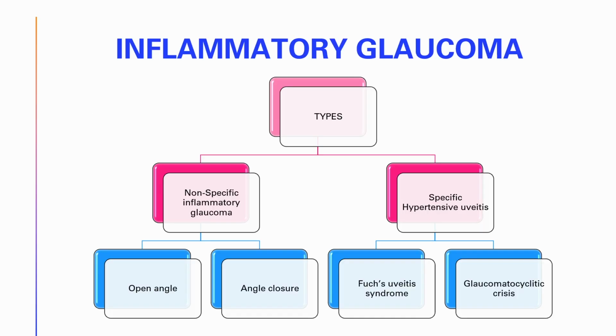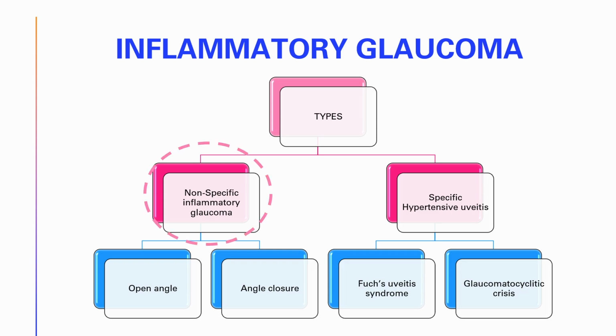Coming to inflammatory glaucoma, it can be divided into two subtypes that can be non-specific inflammatory glaucoma and specific hypertensive uveitis. Non-specific inflammatory glaucoma is further divided into open angle and angle closure, and specific hypertensive uveitis is divided into Fuchs uveitis syndrome and glaucomatocyclitic crisis, also known as Posner-Schlossman syndrome.